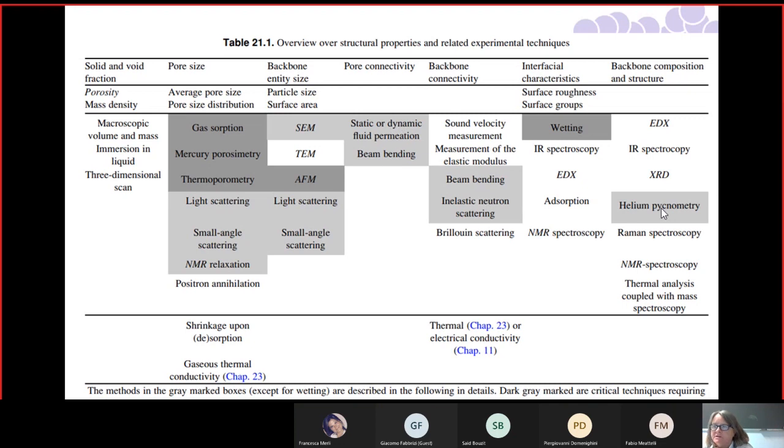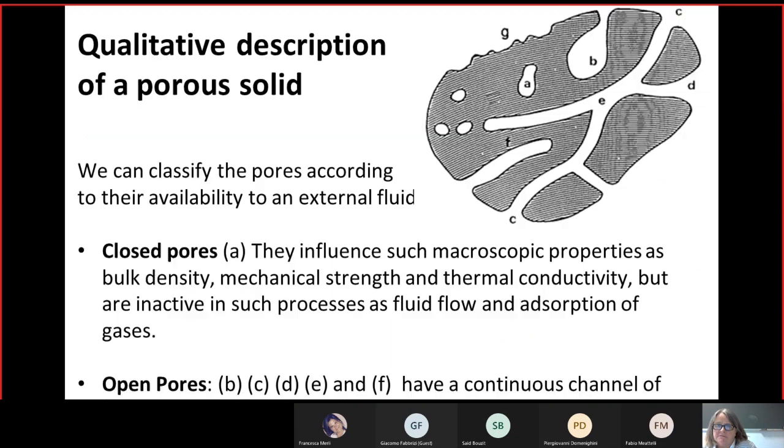You can try to understand composition using X-ray diffraction or energy dispersive X-ray, and I'll show you some of that. So this is just a good reference for the different ways of characterizing and measuring structural properties of aerogel materials. Okay, so to start out, I'm going to talk about porosity in porous material and how we characterize it.